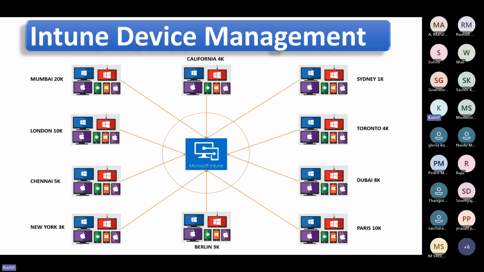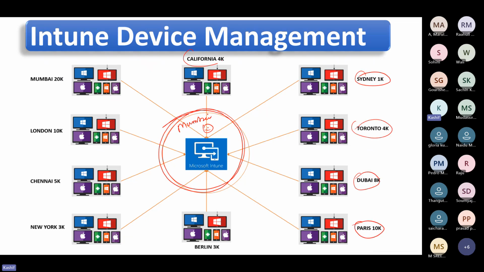Now suppose you are working as an Intune administrator. Let's say you are in Mumbai. So you are in Mumbai and you are working as Intune administrator. You can control all the devices, whether the devices are in Sydney or Toronto or Dubai or Paris or California, Berlin, New York, Chennai, London, Mumbai. You have like 20,000 devices in Mumbai, 10,000 devices in London, 5,000 devices, 3,000 devices. So in your organization, you have one headquarter and multiple branch offices, right?